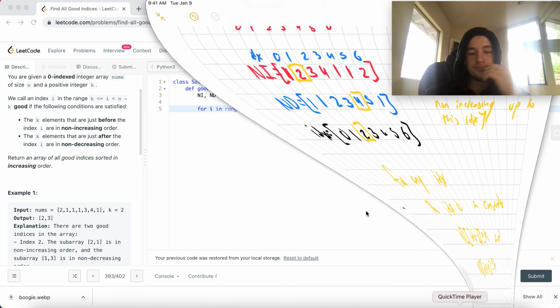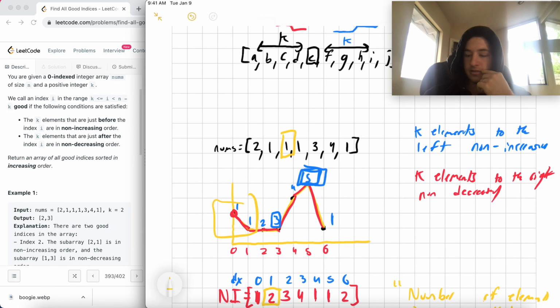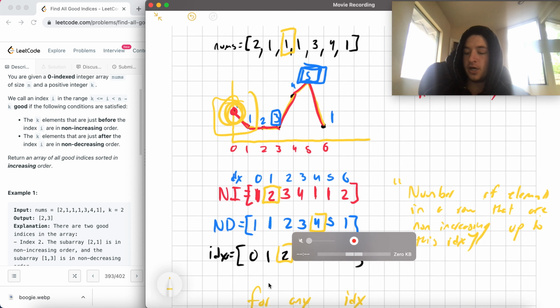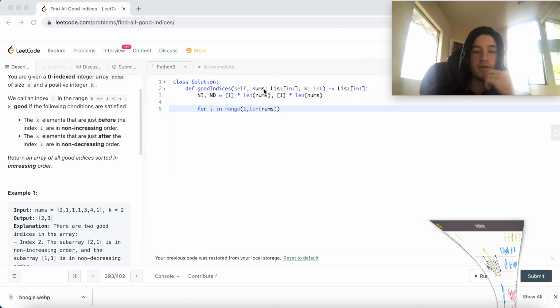When we look at this element here, there's nothing to the left to compare it to, so it's always 1. It's always 1 in non-increasing or non-decreasing. The first element, index 0, is always 1. So we don't need to worry about that.